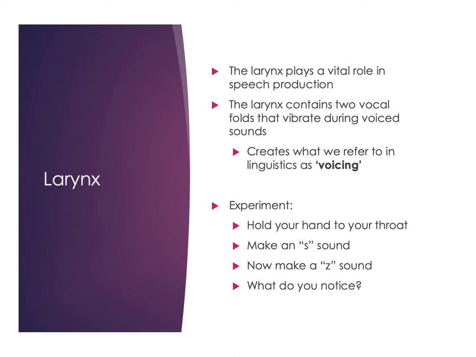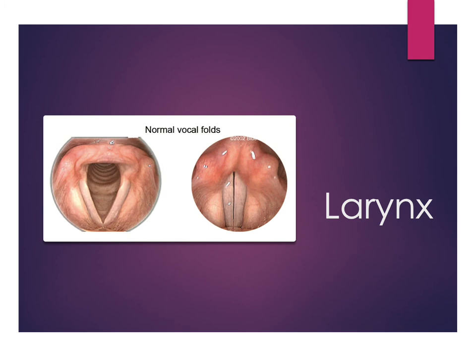And it looks a little like this in your throat. So if you have an S sound, it would look like the one on the left, where your vocal folds are relaxed and they're open and they're not really moving. They're allowing the air to flow through unobstructed. But with a Z sound, you can see that they tighten, they close together, and they're going to vibrate against each other as the air is moving through. And that creates that voicing sound that you hear with voiced sounds. And it looks a little something like this.